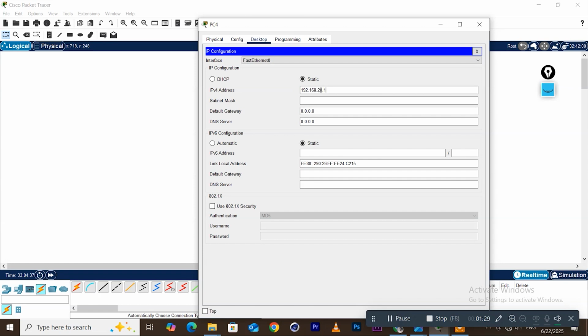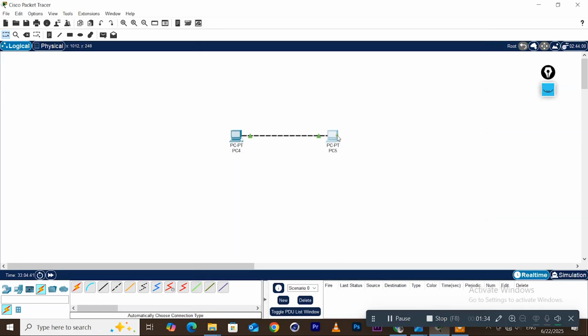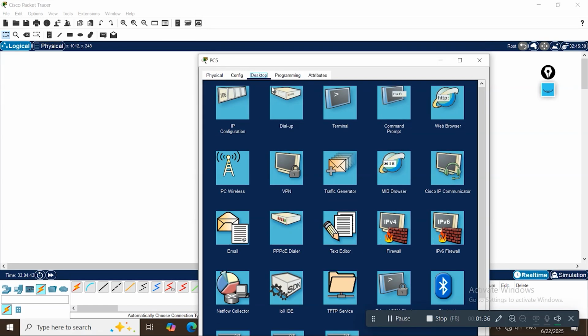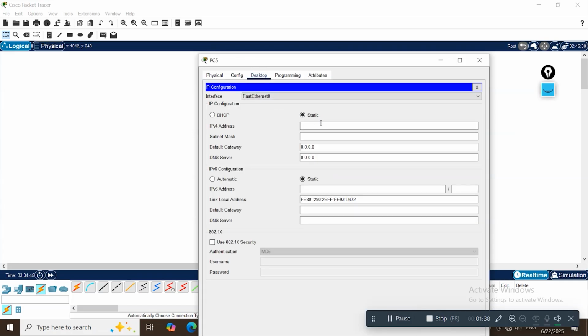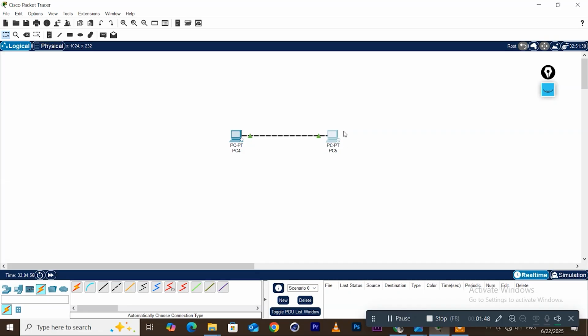192.168.20.1. And then over here we give it 192.168.20.2. So by assigning IP addresses in the same subnet to them, that will set the first stage for these PCs to communicate together.